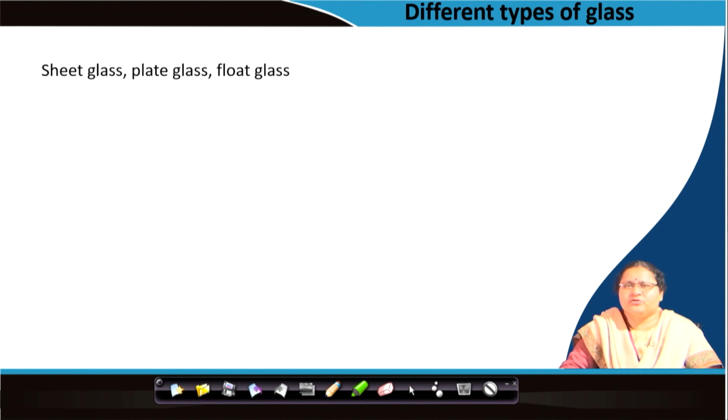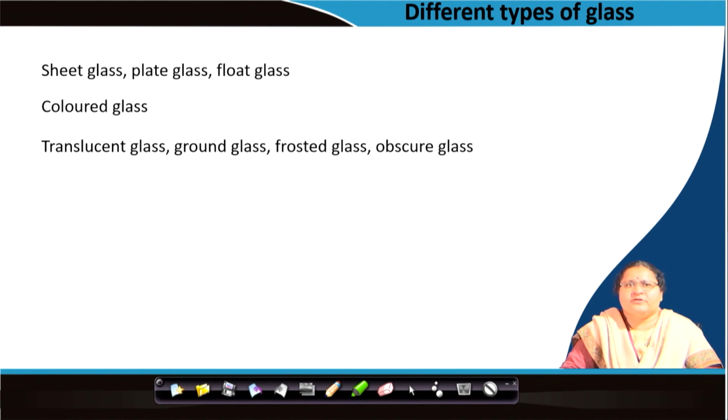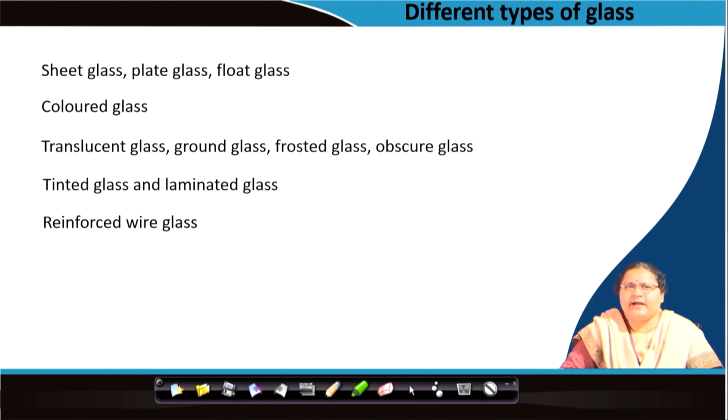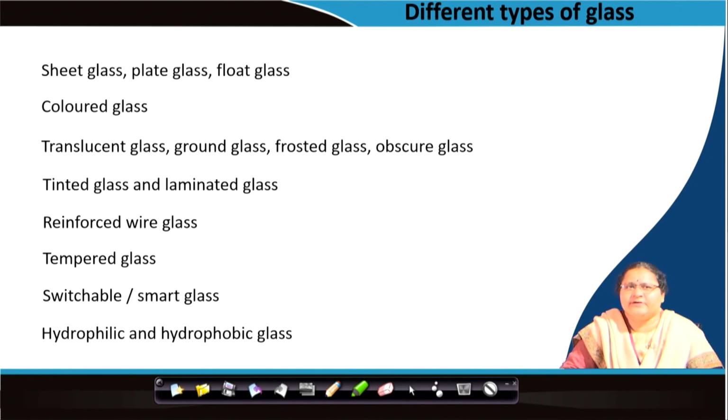Now, let us look into the different types of glass, which we will elaborate mostly in the next lecture. We have sheet glass, plate glass, float glass. We have colored glass, which I have already told you. Translucent glass, ground glass, frosted glass, obscure glass, these are almost the same kind of items. We have tinted glass and laminated glass. We have reinforced wired glass. We have tempered glass. We have switchable smart glass, and we have hydrophilic and hydrophobic glass.